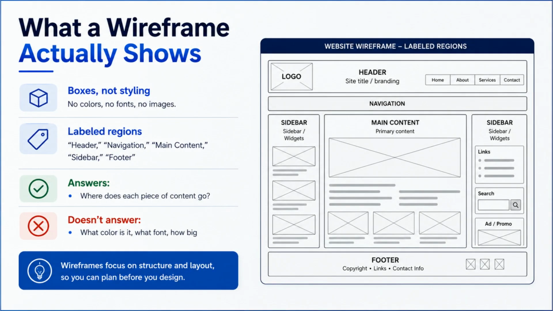Emphasize what a wireframe deliberately leaves out. No colors, no fonts, no real images, no finished copy, just labeled boxes. That's not a limitation, it's the point. A wireframe answers exactly one question: where does each piece of content go? Anything about color, font, or exact sizing is a CSS question, and CSS is Chapter 3. If a student starts describing colors on their wireframe, redirect them. That's next chapter's decision, not today's.